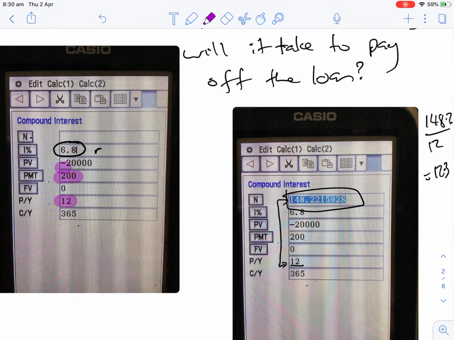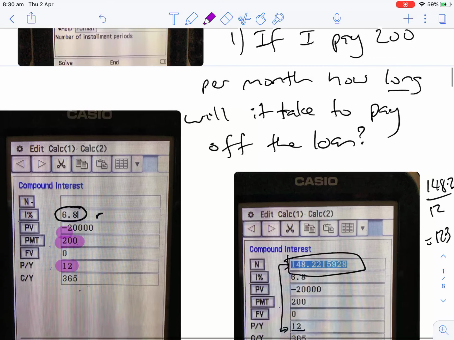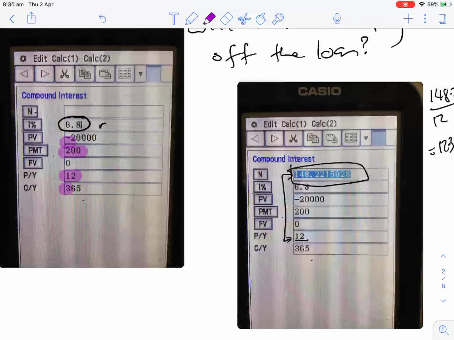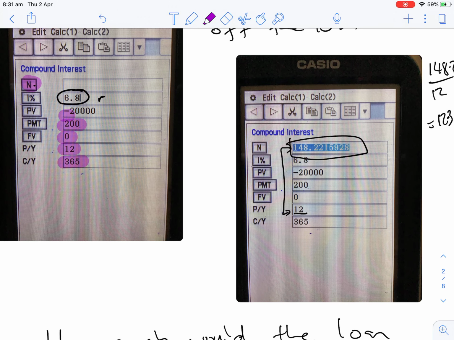My compounding in that scenario that I was giving you, I said that we were going to be compounding daily. So that's 365 times per year, and that's what goes into CY. And then you'll see my future value is 0. Because it's a loan and I'm paying it off, I'll owe nothing at the end. So I'd put my 0 into there, and then I'd literally just tap on this N. Now, when you do that, you'll see that your ClassPad would give you 148.22.